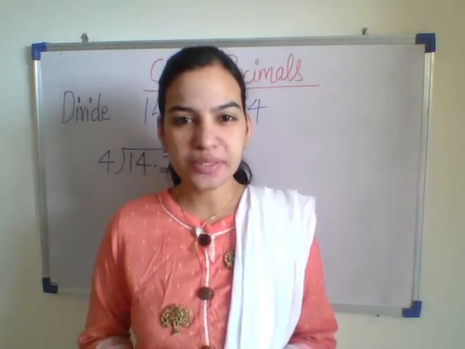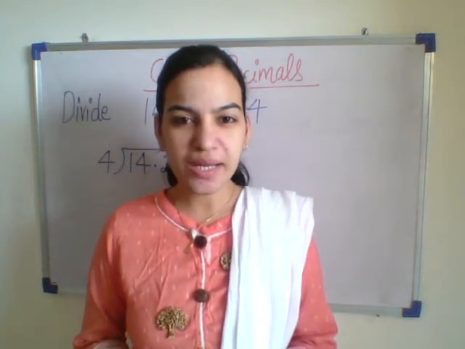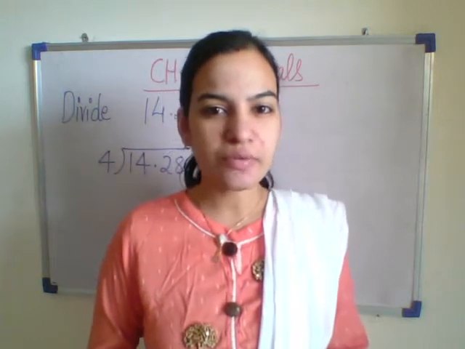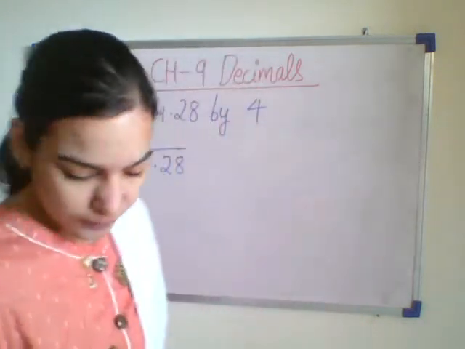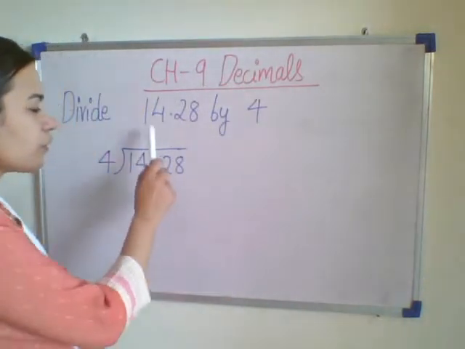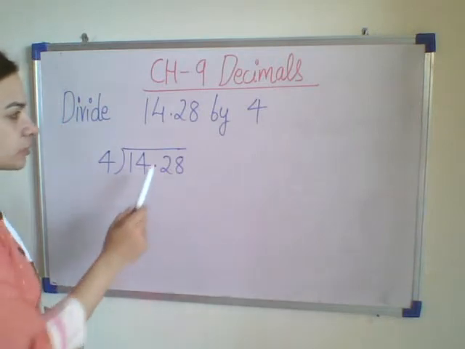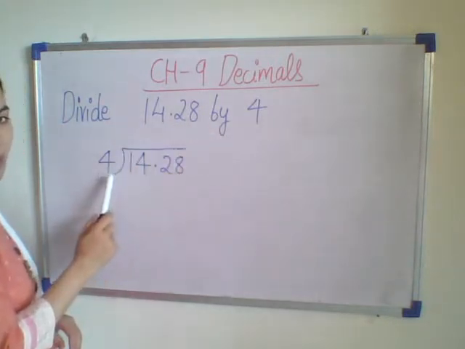Very good morning students. Welcome back to our maths class. In today's class we will be continuing chapter number 9, decimals. We will be studying how to do division of decimals. Here I have written: divide 14.28 by 4. So 14.28 I have written in brackets and 4 is written outside.